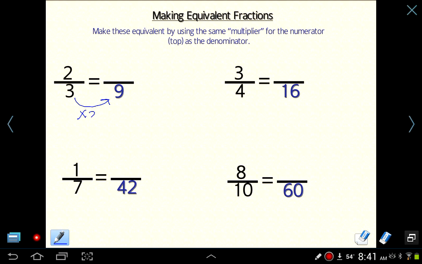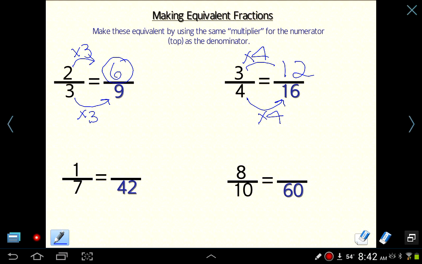3, and this one by 3. 3 times 3 is 9, and 2 times 3 is 6. So that number should be a 6 right there. 2/3 is equivalent to 6/9. On this one right here, you're going to multiply by 4. 3 times 4 is 12. So that should be 12/16.